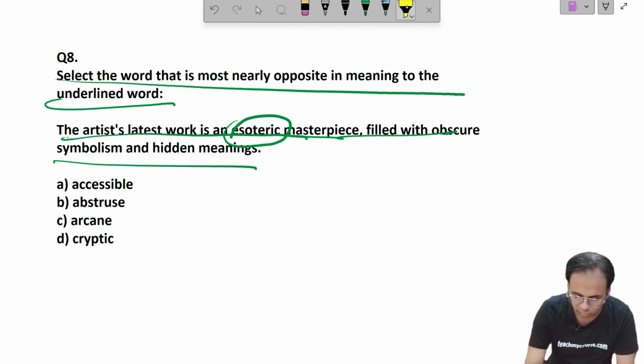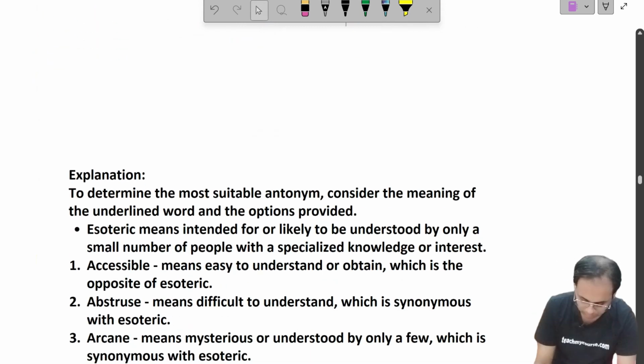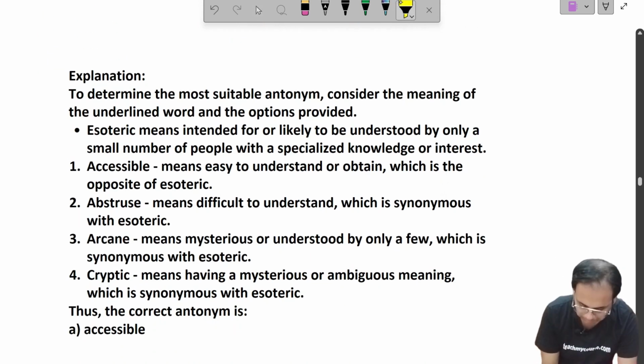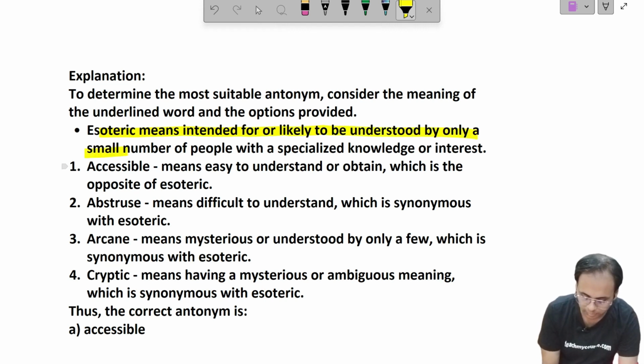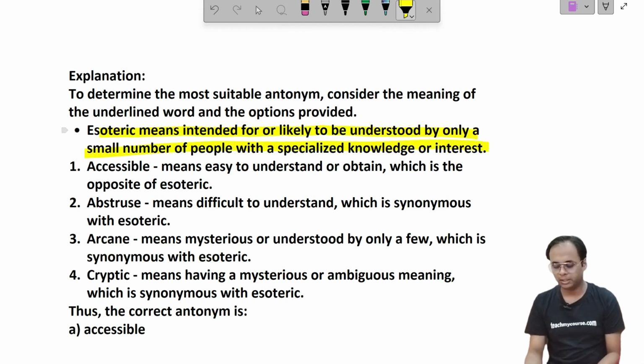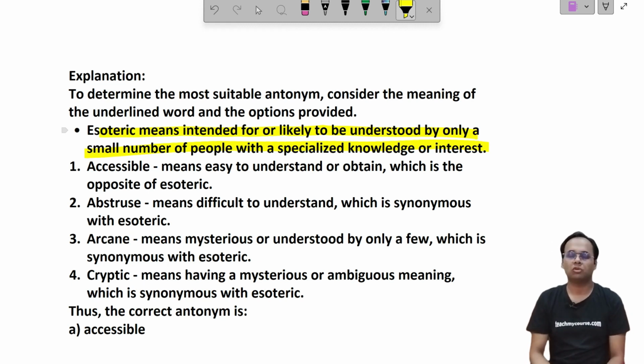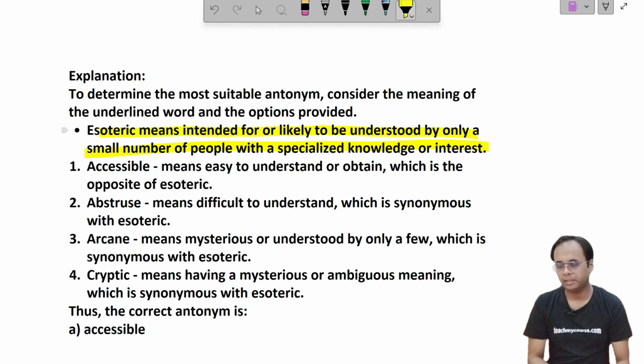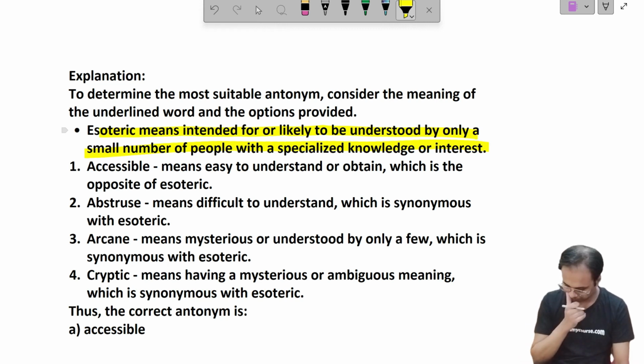What is the meaning of the word esoteric? Esoteric means intended for or likely to be understood by only a small number of people with a specialized knowledge or interest. So it is some sort of very specialized knowledge or interest. It is not to be understood by everyone. It is only to be understood by a specific group of people having a high level of knowledge. So we see the four options one by one.